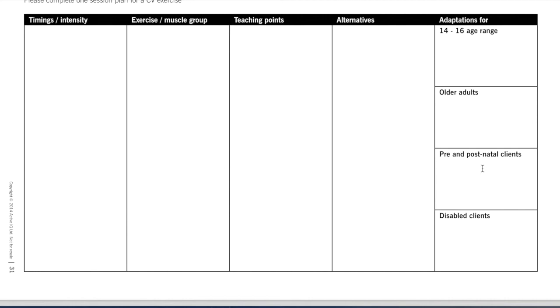A disabled client, it's not enough to say depends on the disability. You must pick a specific disability, and you must pick 2 different disabilities based on your 4 session plans here. For example, this one you could have blindness as a possible disability, and a way of adapting it is you could say that you could use more verbal teaching points. So when you're actually teaching a blind person this exercise, you could be more verbal rather than use any sort of visual cues.